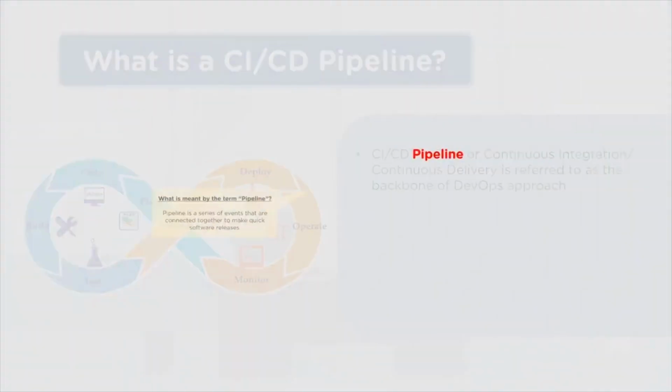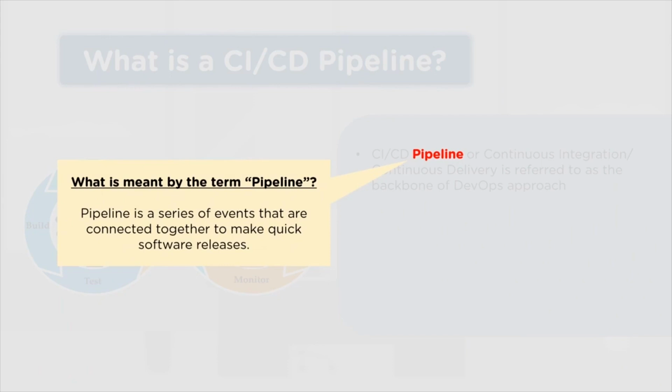So what exactly is the pipeline term all about? A pipeline is a series of events that are connected together with each other. It's a sequence of various steps, like typically when we talk about any kind of deployment, we have a build process, where we compile the source code, we generate the artifacts, we do the testing, and then we deploy to a specific environment. All these various steps which we used to do manually, that is something which we can do in a pipeline.